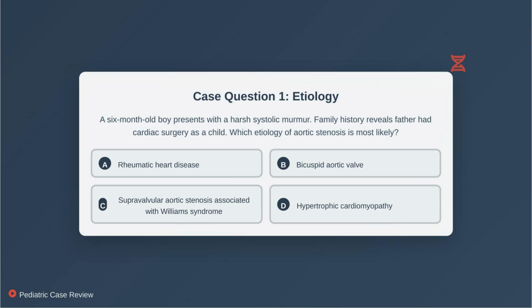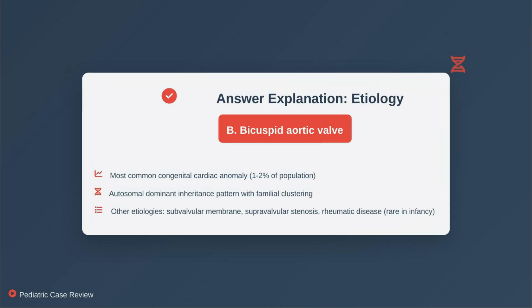Number one: a 6-month-old boy presents with a harsh systolic murmur. Family history reveals father had cardiac surgery as a child. Which etiology of aortic stenosis is most likely? A. Rheumatic heart disease. B. Bicuspid aortic valve. C. Supravalvular aortic stenosis associated with Williams syndrome. D. Hypertrophic cardiomyopathy. The correct answer is B.